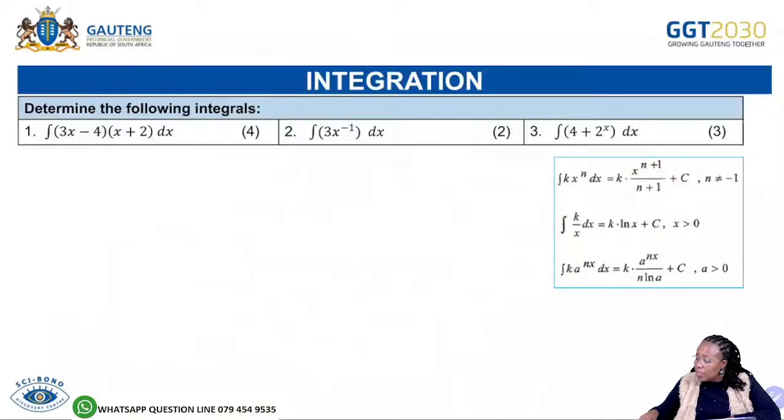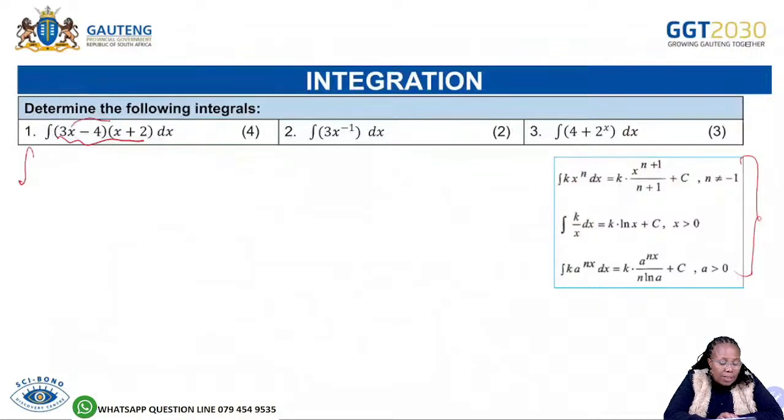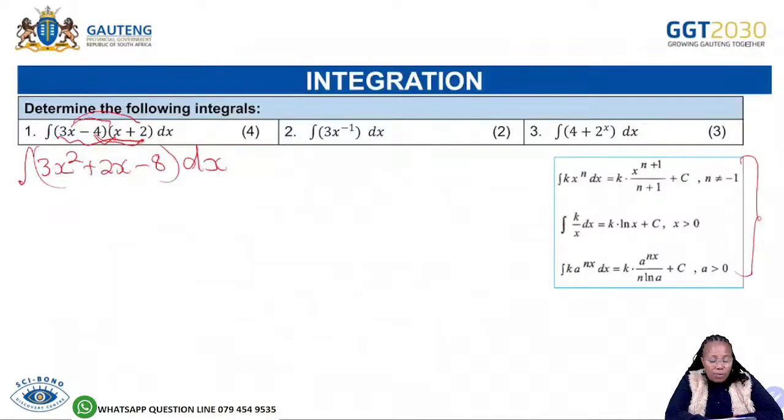With integration, it's very easy, grade 12, because to integrate, you just check the relationship between your problem and the rules on your formula sheet at the back. But we can't integrate with the bracket there. So get rid of the bracket: that is 3x squared, and then 6x minus 4, that is 2x minus 8 for the last term, and then we are integrating in terms of x there.